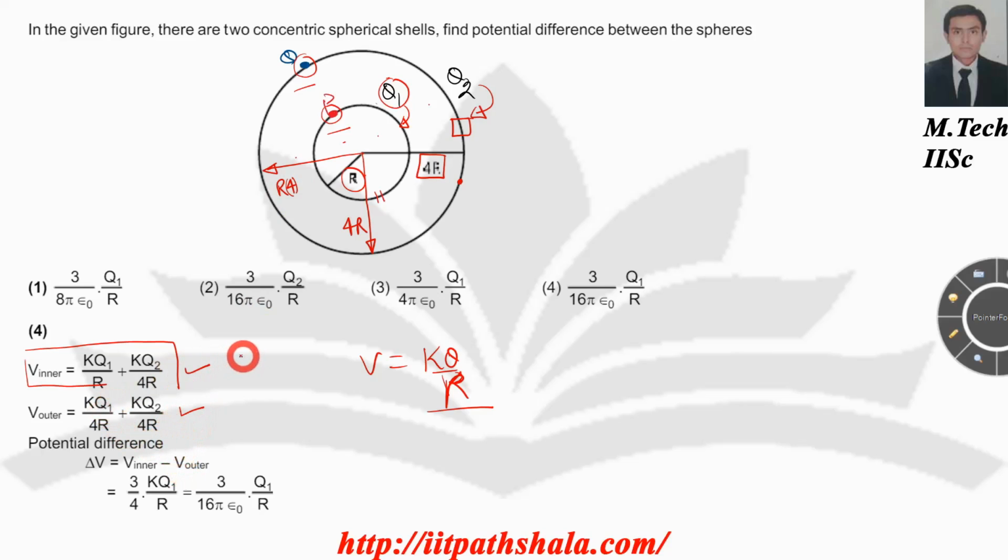So now you have to find the potential difference. What you can do is subtract the outer one from the inner one, and you'll land up with the following expression over here. It's pretty simple. If you have just a basic clue of what potential difference is, then you can figure out the whole expression. So the answer is 3 by 16 Q1 by R, which is my fourth option.